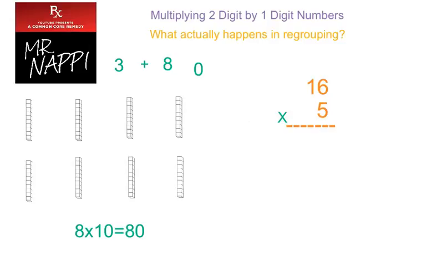Multiplying 2-digit by 1-digit numbers. What actually happens during regrouping? Now, most teachers show you what to do when you multiply in a problem like 16 times 5, but the explanation is lacking on what you're actually doing, what's actually visually happening.